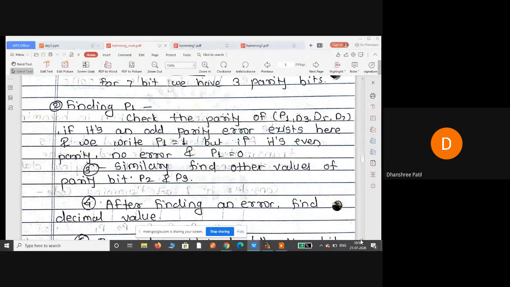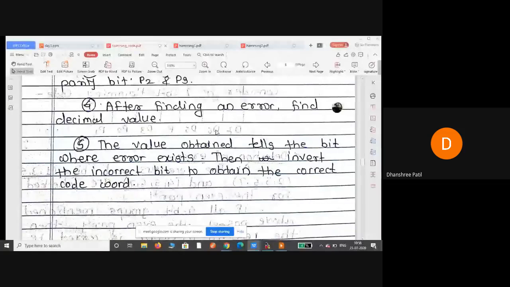After finding all the values of P1, P2 and P3, what we have to do is find the decimal value of it. I will tell you how. The decimal value found according to P1, P2 and P3, after getting this decimal value, that decimal value will be the position of the error. Suppose my decimal value came as 5. So I can conclude that at the 5th position the error exists.